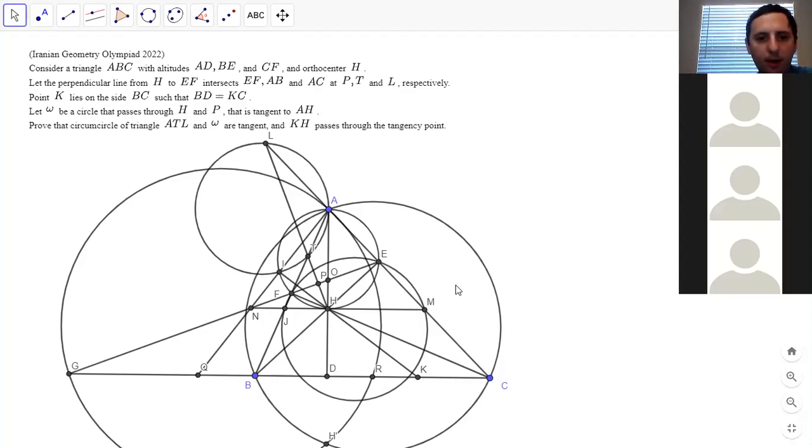I think we might be able to use the power ratio lemma to show that AIJM is cyclic, because basically the ratio of the powers would be JH squared versus JT times JA, and MH squared versus MA times ML. So we want to show that JH squared over JT times JA is MH squared over MA times ML.